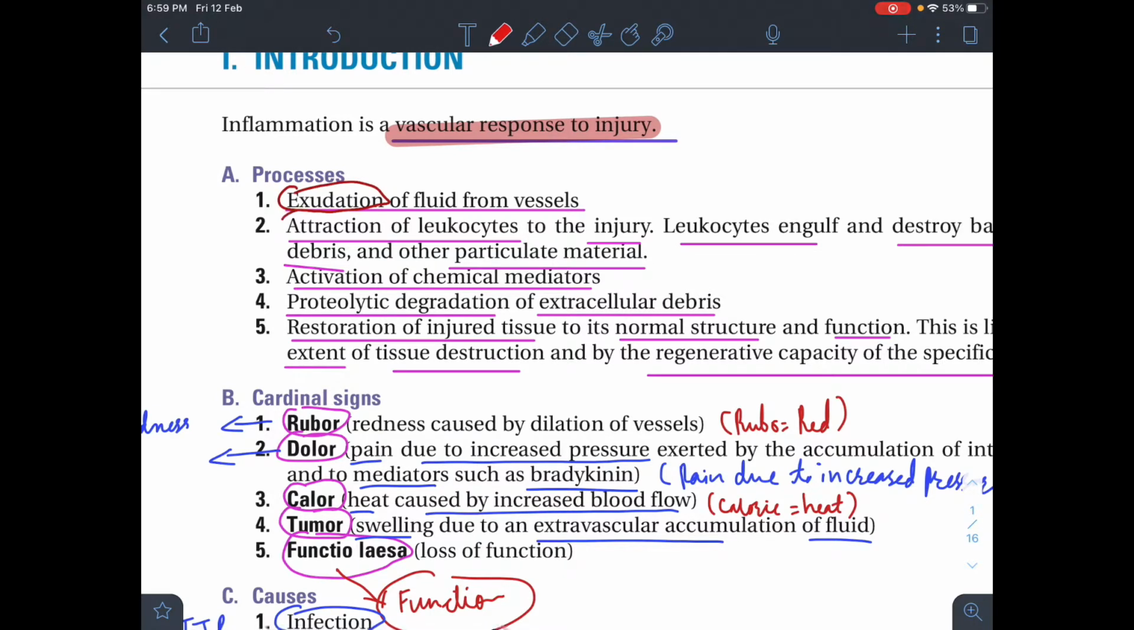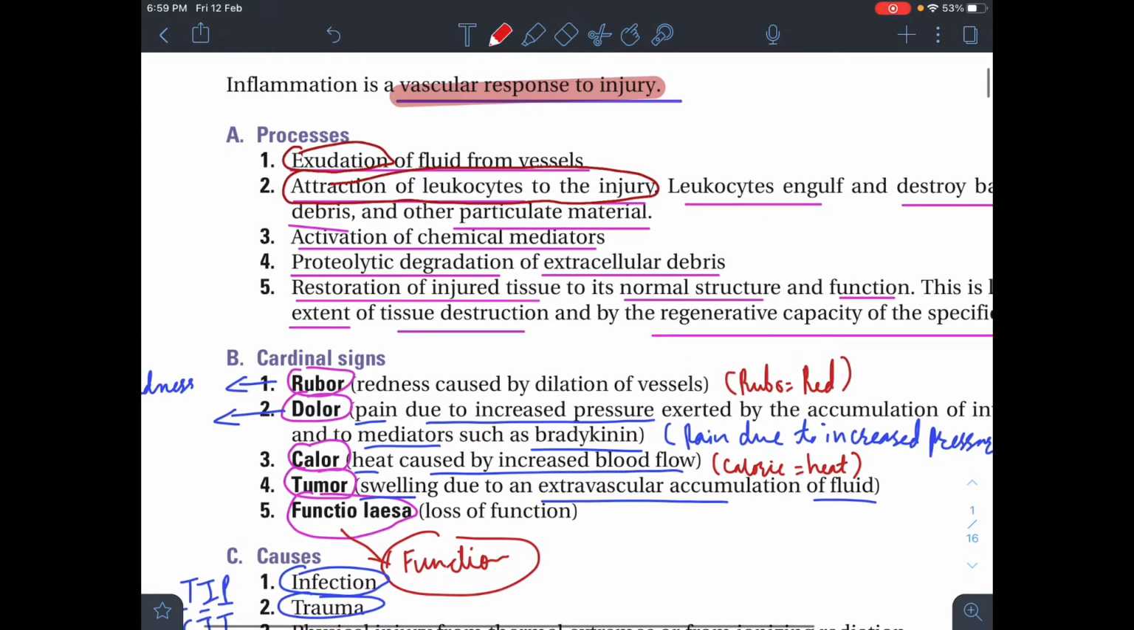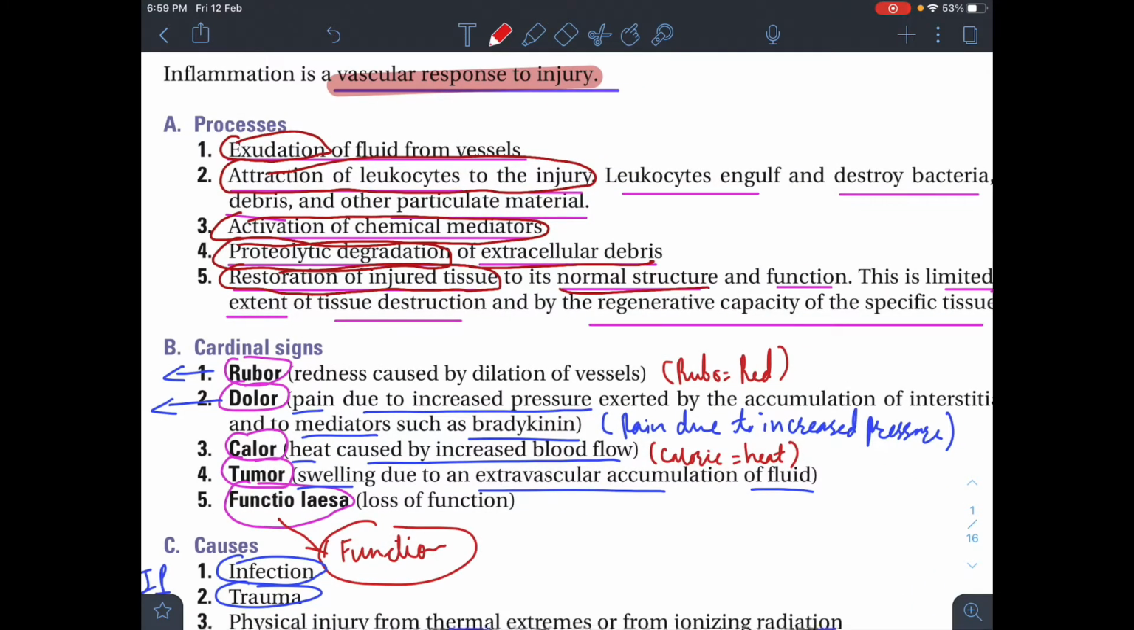Second is the attraction of leukocytes to the injury. Third is the activation of the chemical mediators. Fourth is the proteolytic degradation of extracellular debris. Fifth one is the restoration of the injured tissue to its normal structure and function.